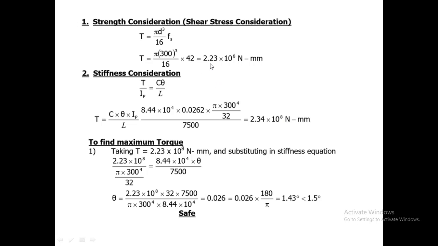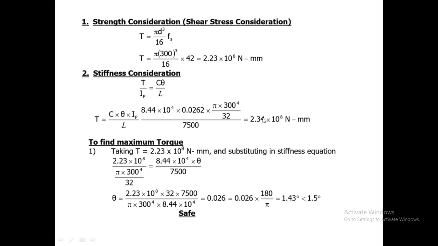So here we have two torques, 2.23 Newton millimeter and 2.34 Newton millimeter. Which one is maximum, or which do you have to consider? For that, we substitute the value of T in the stiffness equation and calculate the angle of twist. If it is less than the given angle, then it is safe. It is only checking; you have to check which torque is maximum.